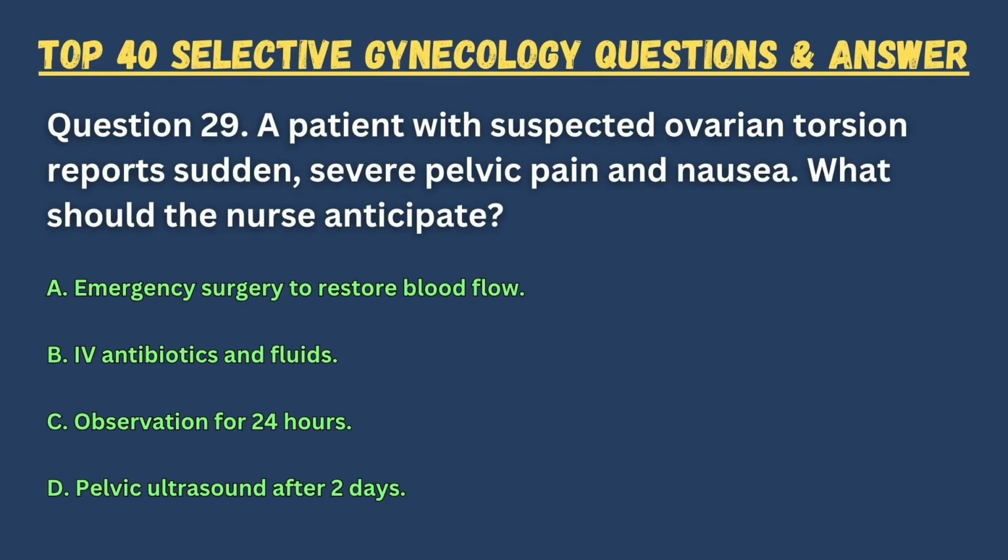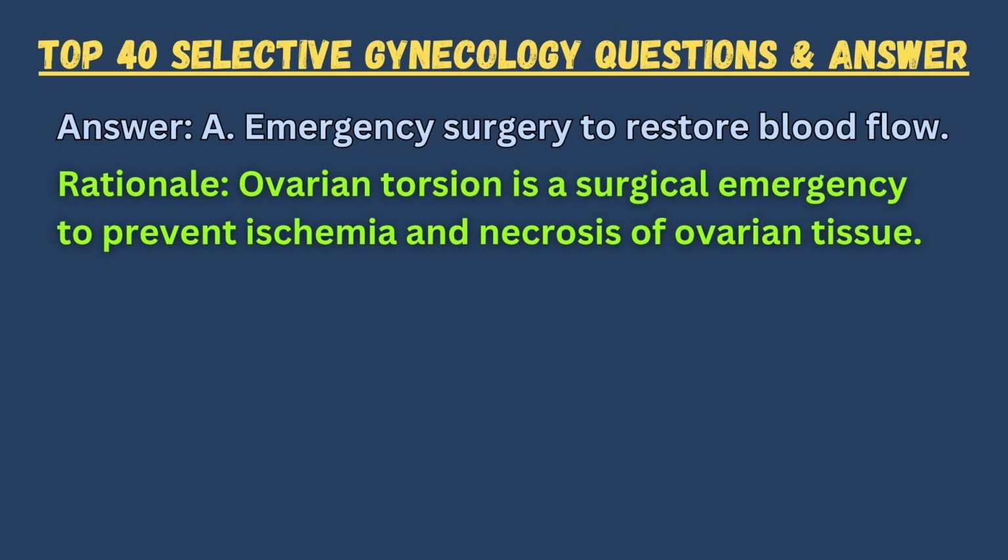Question 29. A patient with suspected ovarian torsion reports sudden, severe pelvic pain and nausea. What should the nurse anticipate? A. Emergency surgery to restore blood flow. B. IV antibiotics and fluids. C. Observation for 24 hours. D. Pelvic ultrasound after 2 days. Answer: A. Emergency surgery to restore blood flow. Rationale: Ovarian torsion is a surgical emergency to prevent ischemia and necrosis of ovarian tissue.